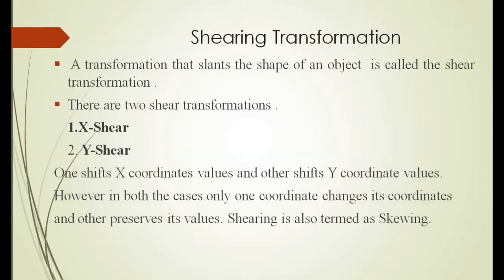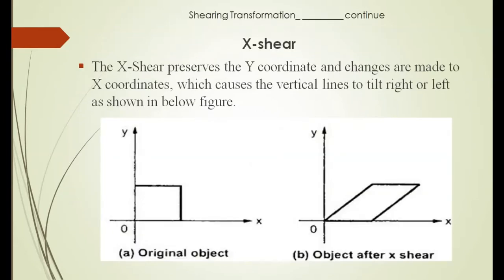So here is the shearing transformation. There are two types. First one is the x shear and y shear. The first is the x shear. X shear preserves the y coordinate and changes are made to the x coordinate.